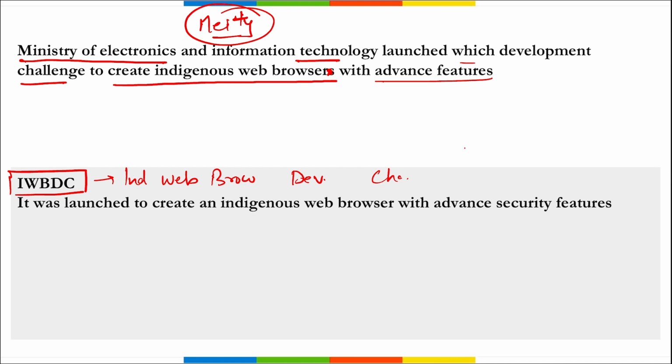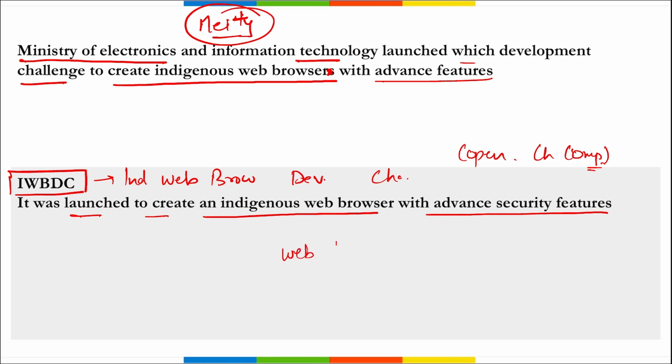This was launched. It is an open challenge competition for creating Indian technology, and it was for Indian technology enthusiasts who want to create a web browser with advanced security features. Correct. It was launched to create an indigenous web browser with advanced security features. Then remember, as I said, the main aim here is to develop a web browser that will be India's own web browser, right?